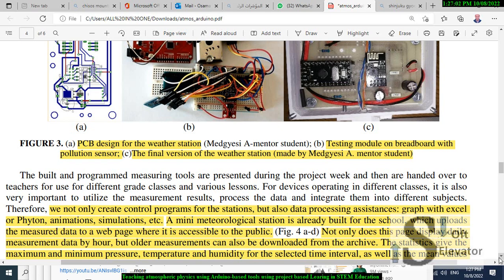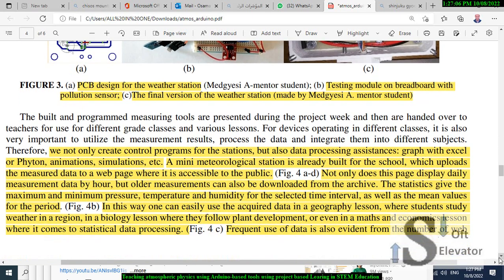Not only does this page display daily measurement data by hour, but older measurements can also be downloaded from the archive. The statistics give the maximum and minimum pressure, temperature, and humidity for the selected time interval, as well as the mean value for the period, figure 4b.